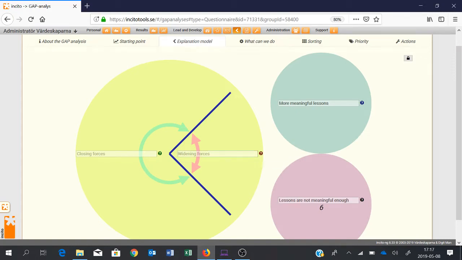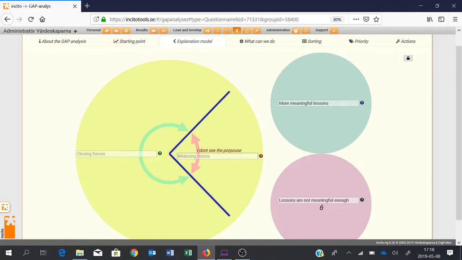Next, I ask the students to think for themselves, what are the problems? Why don't we have more meaningful lessons? And they think for themselves in silence for a while, and then I ask them to talk to each other in pairs. And finally, I ask each pair, what do you think might be the problem? And they might say, I don't see the purpose. And when I hit enter here, it adds to the list, and the blue gap widens.